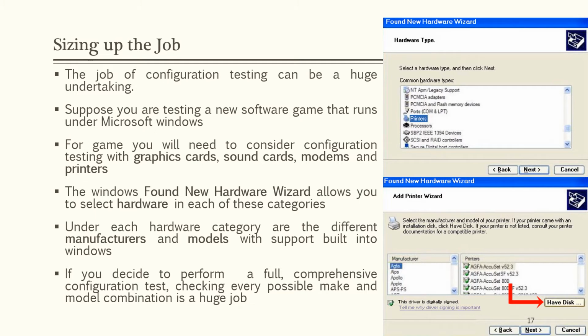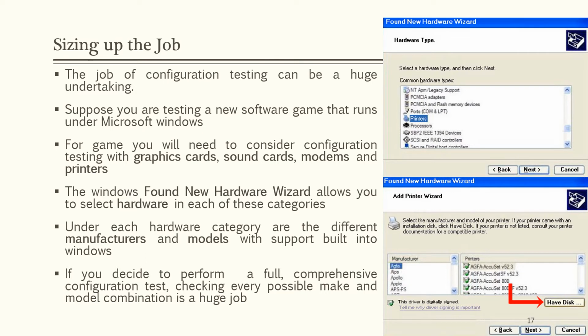Sizing up the job. The job of configuration testing can be a huge undertaking. Suppose you are testing a new software game that runs under Microsoft Windows. For the game, you will need to consider configuration testing with graphics cards, sound cards, modems, and printers. The Windows Found New Hardware wizard allows you to select hardware in each of these categories. Under each hardware category are the different manufacturers and models with support built into Windows. Here in the picture, you can see a hardware wizard for a printer.